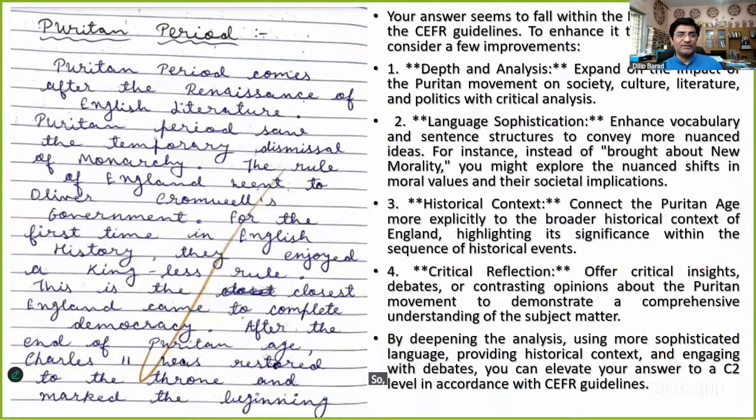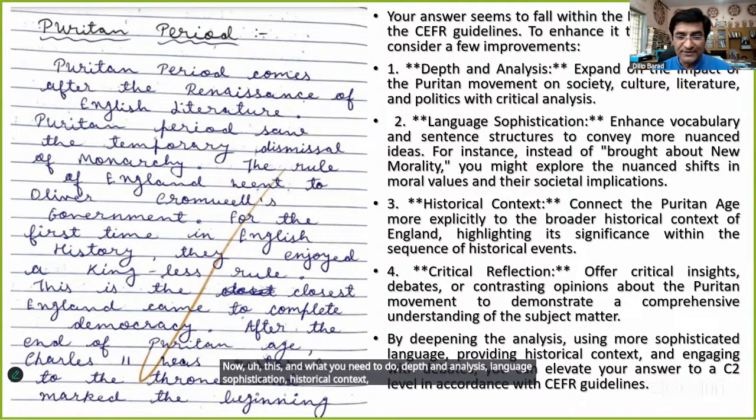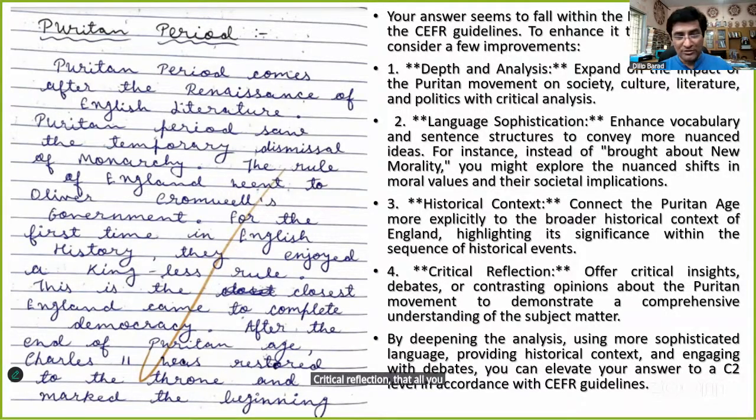So, for example, this is one answer written on the Puritan period here. The analysis is done here. The CEFR guideline says that your answer is between B1 and B2 range. And what you need to do, depth and analysis, language sophistication, historical context, critical reflection, that all you need to work on to improve the answer also.